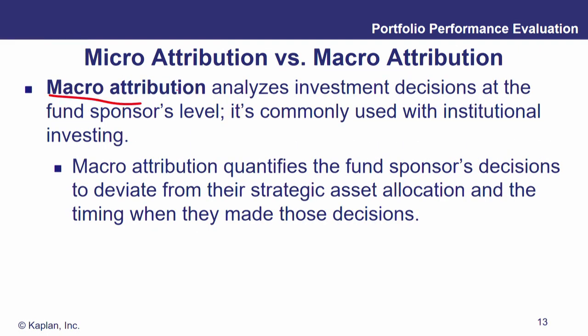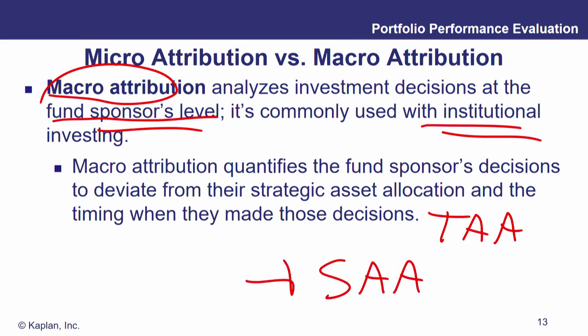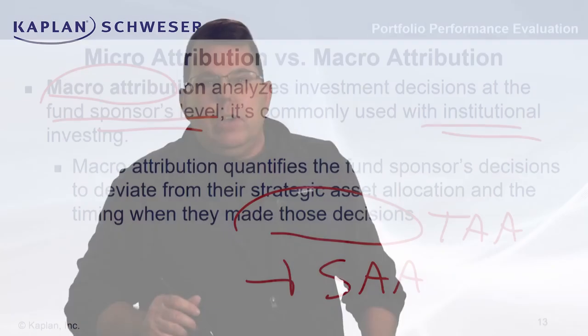Okay, now macro, in contrast, this is going to be now at the fund sponsor's level, and it is commonly used in institutional investments, which makes sense because these are huge funds, and that's typically why we analyze these at a macro level. Now, what we're going to look at is these tactical asset allocation decisions that they made to move away from their long-run strategic asset allocation. And I want to find out, did these decisions add value or did they hurt the performance?